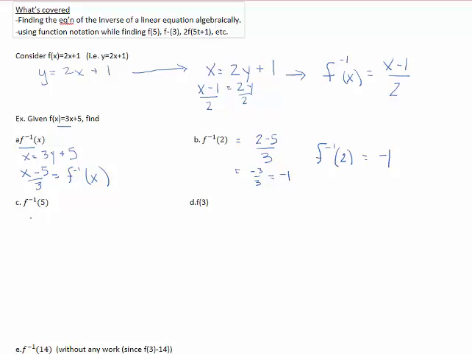Okay, so another example, very similar. I have to go into my inverse function with an x value of 5. So I have 5 minus 5 all over 3, which equals 0 divided by 3. And anything with 0 as the numerator gives us a final answer of 0. So inverse at 5 equals 0.